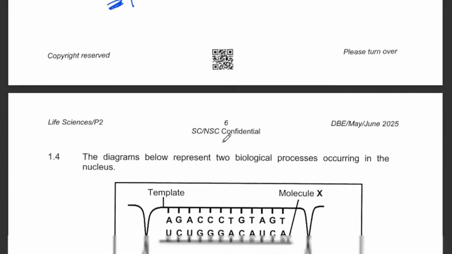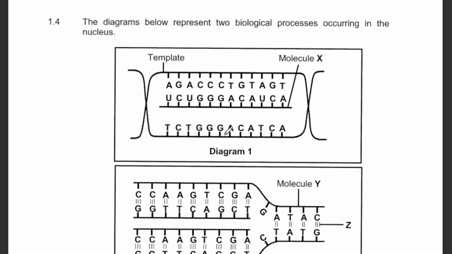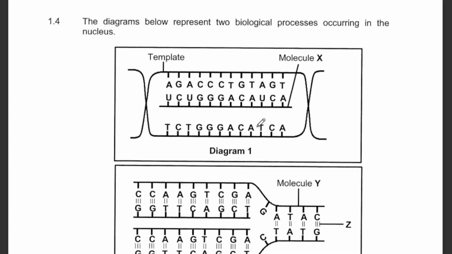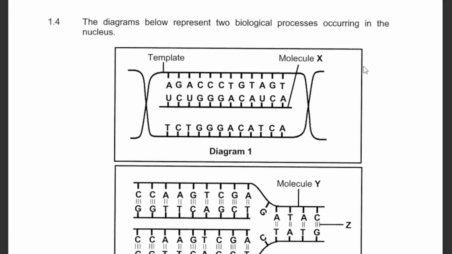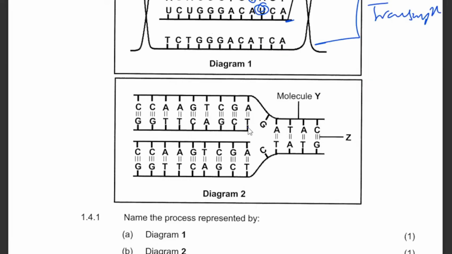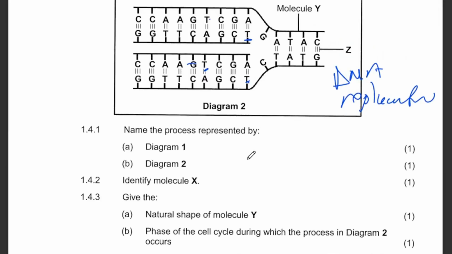We kill the paper. We said we're gonna smash the paper. The diagram below represents two biological processes. If you look at this, we see this is transcription. Why? Because you are forming a messenger. Check U here and then check T here. So that is transcription. And if you look at this, this is T, this is T, meaning this is DNA replication.